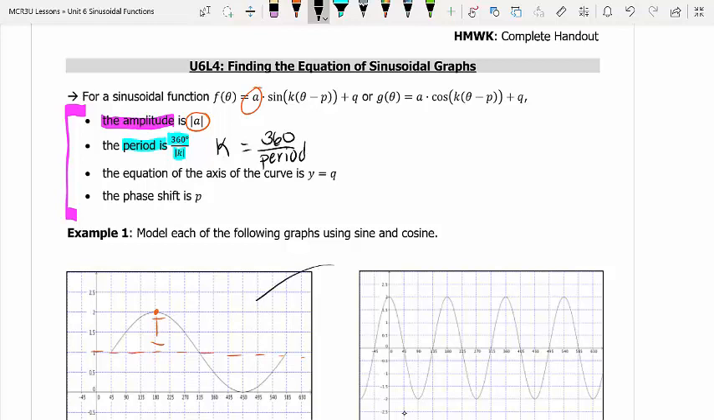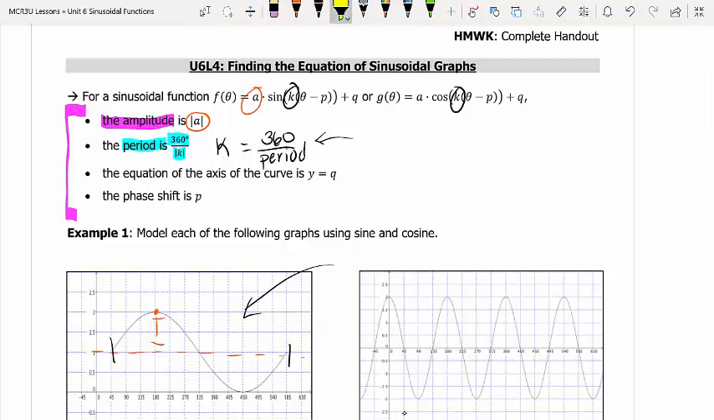Again, if we were to look at this graph here, and if we wanted to know what the k value was, you'd say, well, the period of this graph is 540 degrees. So you'd plug that in here, and then you'd do 360 divided by 540, and then you'd know your k value for the equation.